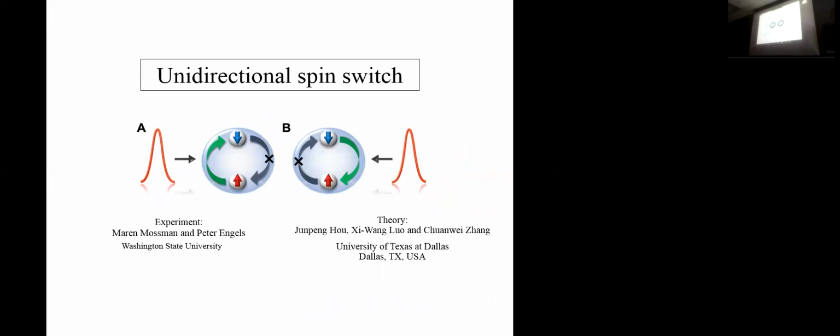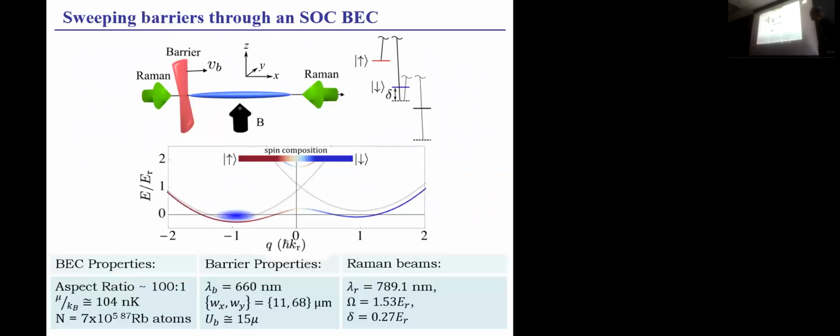And we have used this idea to create a unidirectional spin switch. And the idea is, again, we've got these 2 Raman beams, and the barrier is sweeping through here now. But now we are living in a dispersion that's looking like this. And in addition, the spin composition of an atom along this dispersion changes. So over here, my spin is mostly spin up. And here I've gone to a mixture of spin up and spin down because the lasers couple spin up and spin down. And over here, I'm mostly in the spin down, flipped spin.